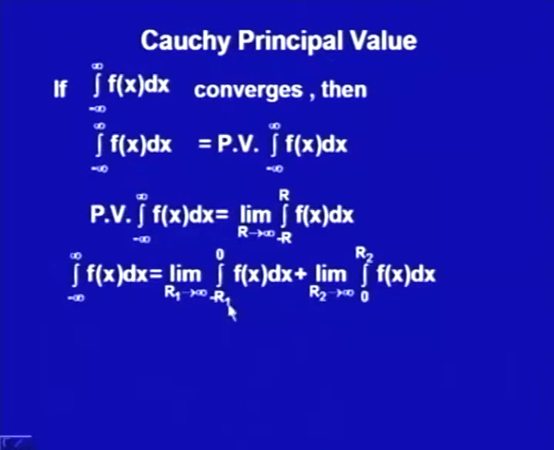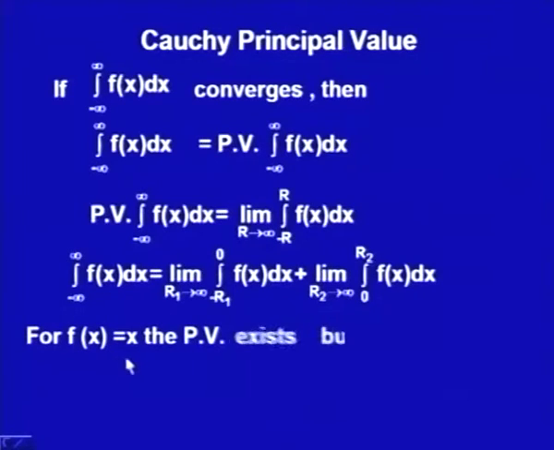Why? If I take the integral from 0 to r2 of x dx, that is r2 squared by 2. As r2 approaches infinity, it approaches infinity. Similarly, the other one also approaches infinity. So what we have just said is that if f(x) is equal to x, then the Cauchy principal value exists, but neither this limit exists nor this limit exists.